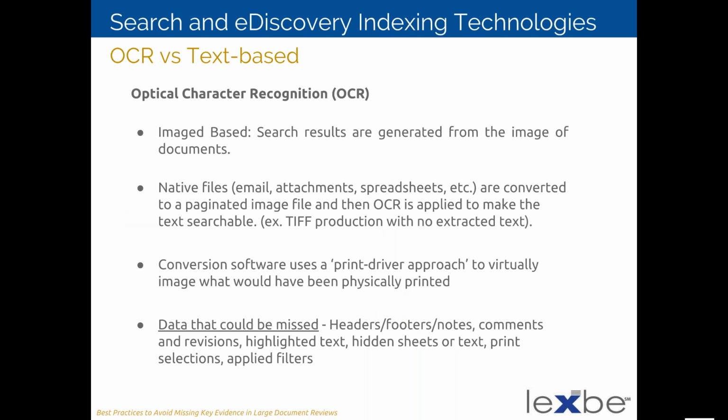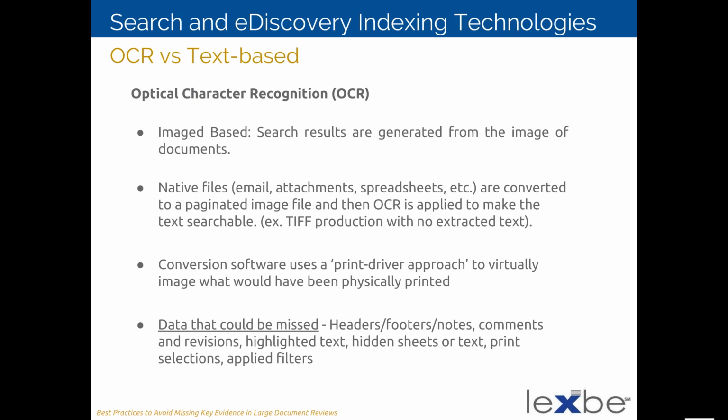So OCR stands for optical character recognition, and they're generated from the image of the document. So native files, that would be your emails, all their attachments, your Excel spreadsheets, your Word documents, they're going to be converted to paginated image files, and then OCR will be applied to make that text searchable. So a TIFF production with no extracted text, a TIFF production would be an image base, so there's no text that's available. The OCR would make that TIFF production searchable. So the conversion software will use what's called a print driver approach, and that's going to virtually image what would have been physically printed. So if you were able to print it in your office, it's going to virtually make an image of that. It'll be available to you to search.